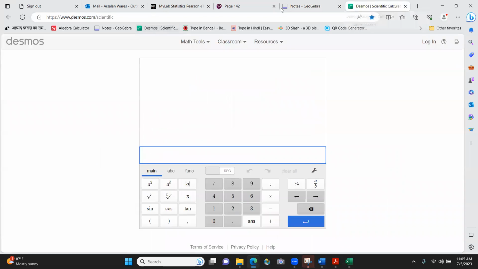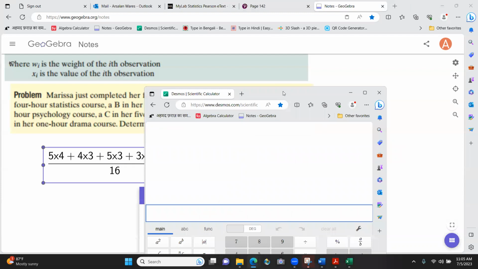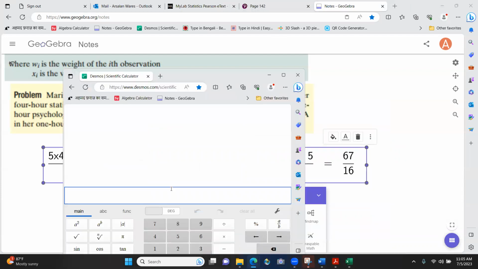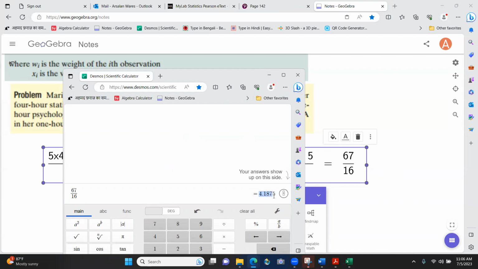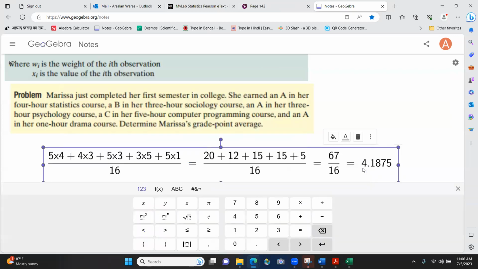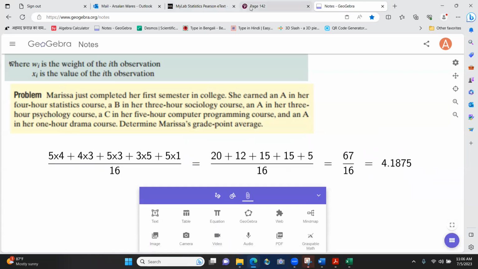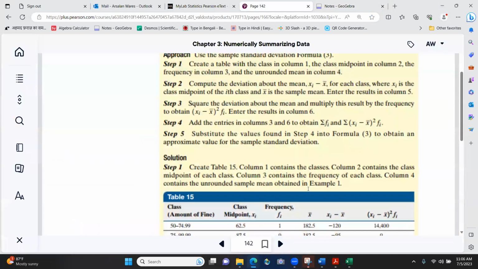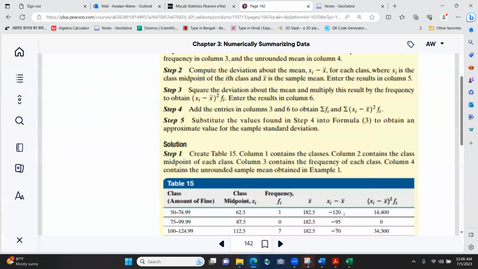Okay, give me 1 second. I'll add it right here. So I'm getting 67 over 16. I'm getting 4.18. So let me check the answer. I hope I have it. All right, 4.18 weighted average.